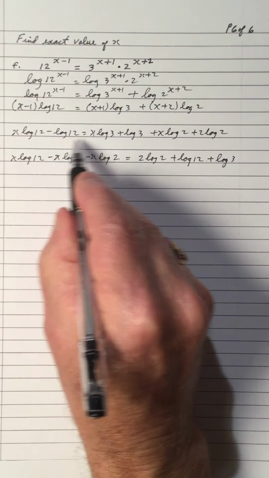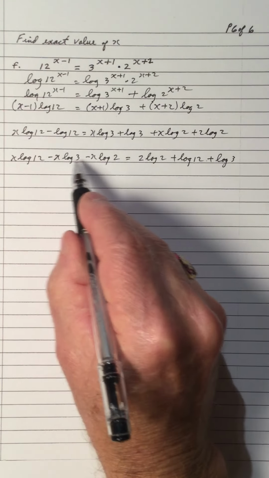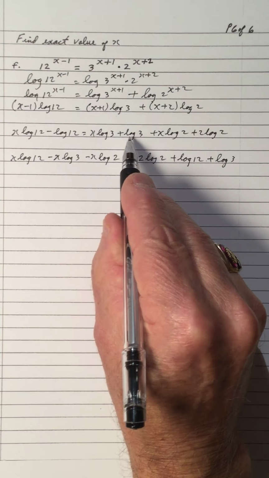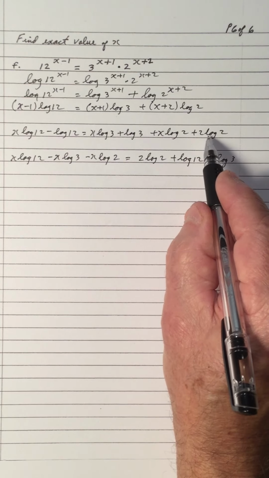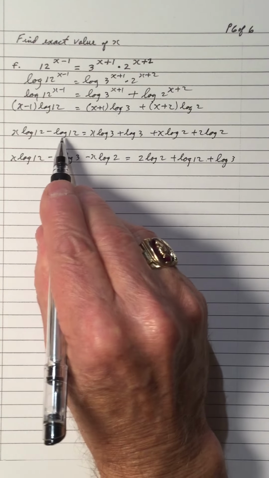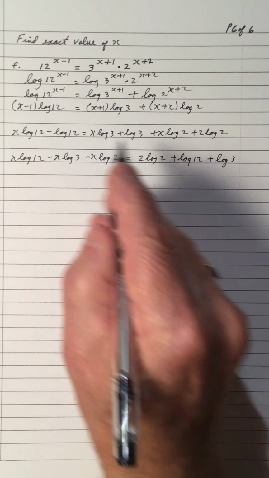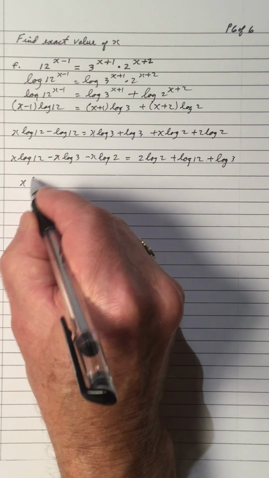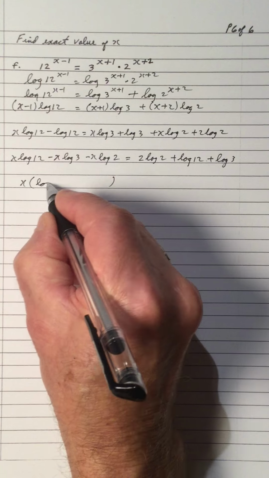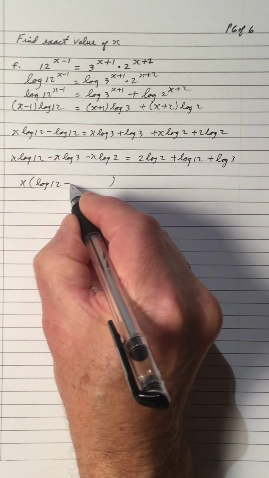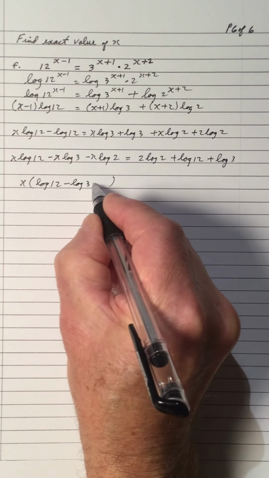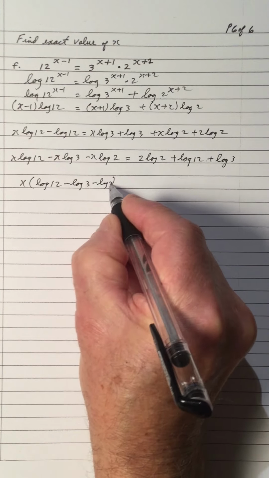So I have 1, 2, 3, 4, 5, 6 terms, 1, 2, 3, 4, 5, 6. That's log 3. That's 2 log 2. And this becomes a plus. All these x's come out because of factoring. So I get the log of 12 minus the log of 3 minus the log of 2.